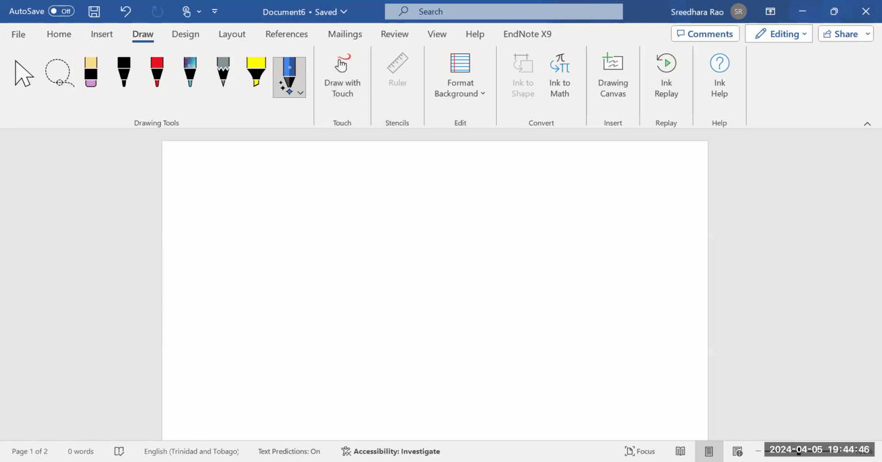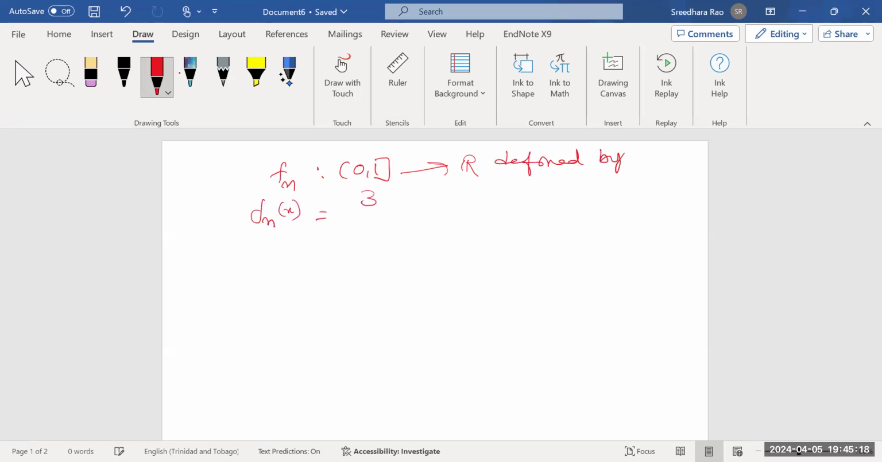Okay, so what is the next problem? Fn from 0 comma 1, left open and right closed, to R, defined by Fn of x equals 3n square plus n cos hyperbolic x over 2n plus n to the power of 4 times x to the power of 4 plus sine square of x, for all x belongs to 0, 1.